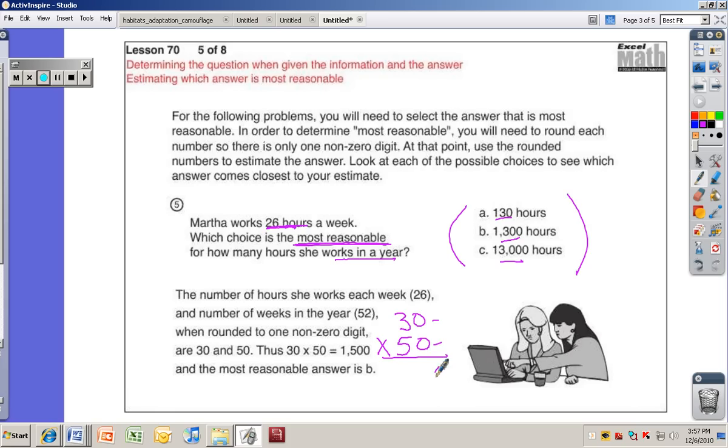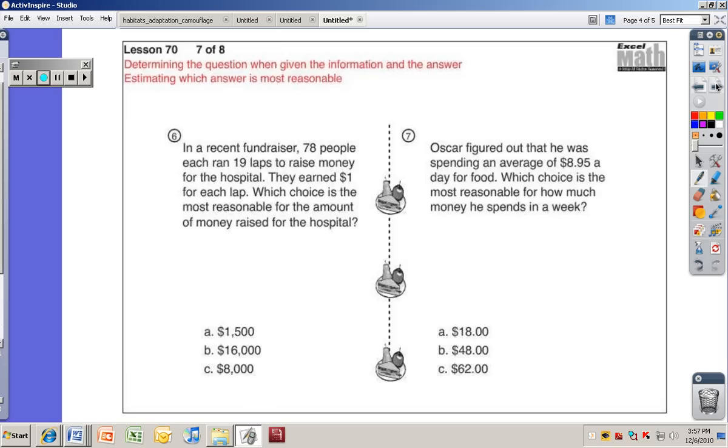I got 2 zeros, put down my 2 zeros, 3 times 5 is 15, so she's going to work about 1,500 hours. Then you look over here at the 3 choices and you say which one of these is pretty close to 1,500. 130, that's nowhere near 1,500. 13,000, not even close to 1,500. So the correct choice would be 1,300, which is only a couple hundred off, and that is much closer than the other 2 choices. Okay, I want you to go ahead and try 6 and 7. Pause the video, turn it back on when you're ready to see the solution.